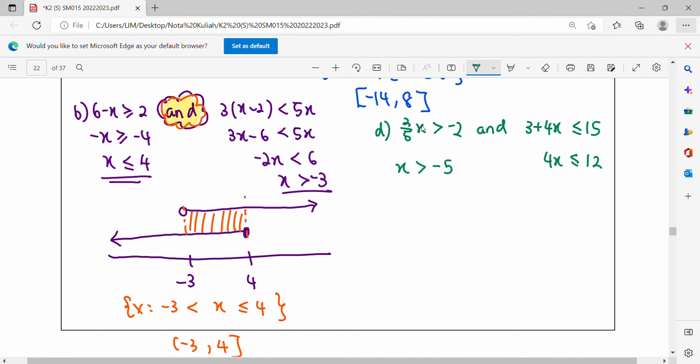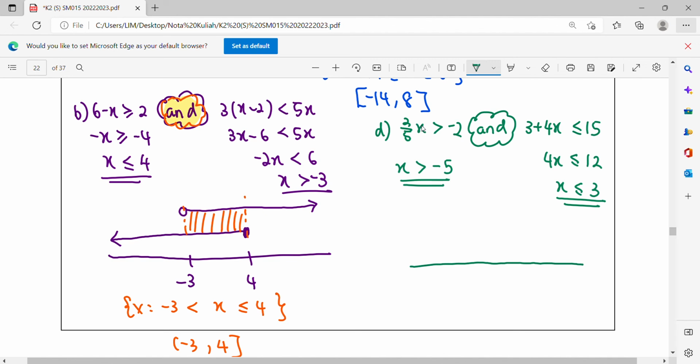So bear in mind what we have done here, all are linear. That's why we can move around. Keep the x at the left hand side, remaining number goes to the right hand side and simplify. Alright, so x, we divide by 4, we get 3. So finally we get our range right here, x greater than -5 and so going to intersect x less than or equal to 3. So draw out our number line.